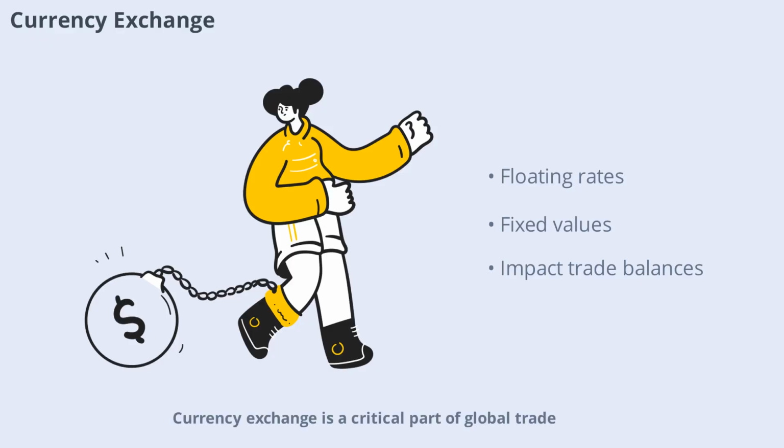Currency exchange is a critical part of global trade. Different economic systems influence how currencies are valued and traded. Capitalist countries often have floating exchange rates, while socialist nations may fix their currency values. Mixed economies use a combination of methods. Currency exchange affects the price of imports and exports, impacting trade balances and economic growth.